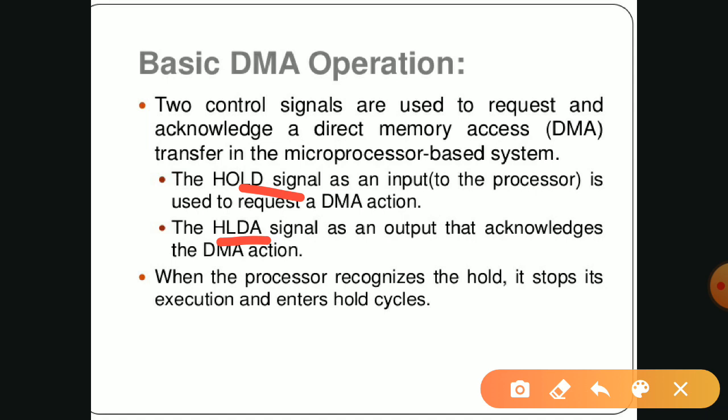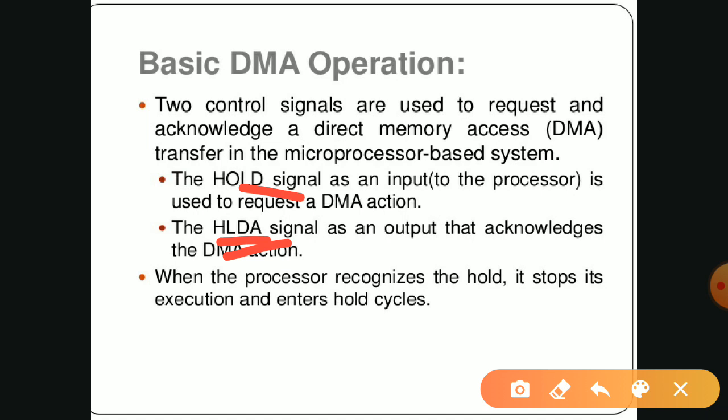This is the hold request sent by the DMA controller to the processor. Whenever such a request is initiated, the processor responds by means of the HLDA signal. HLDA is nothing but the hold acknowledgement signal, and that acknowledgement says that the processor is ready to provide its bus control to the DMA controller. This is the meaning of the two control signals that we are using: the HOLD signal and the HLDA signal.